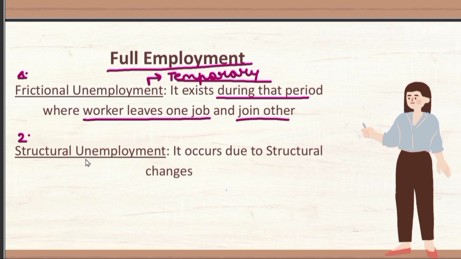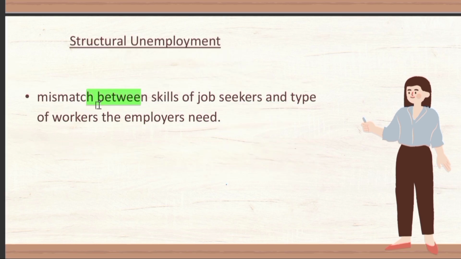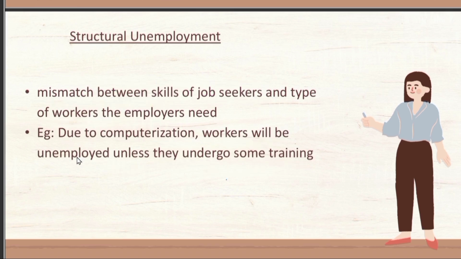Okay. The second one is structural unemployment, and as the name suggests, it occurs due to structural changes. For example, there is a change in production technology. If we have a mismatch between the skills of job seekers and the type of workers the employer needs, then it is structural unemployment. For example, due to computerization, workers who do not possess enough knowledge of computers will be unemployed until they undergo some training or computer course.